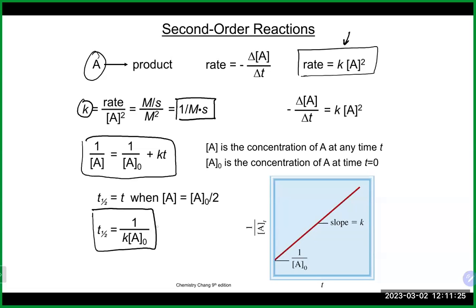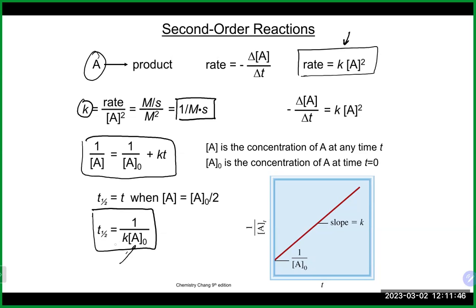So the initial concentration of A is important because it will affect the half-life. Unlike first order, where the half-life is unaffected by the concentration you're starting with, in a second order reaction the initial concentration does play a role. So tell me, if the initial concentration gets larger, what happens to the half-life? Does it get larger or smaller?